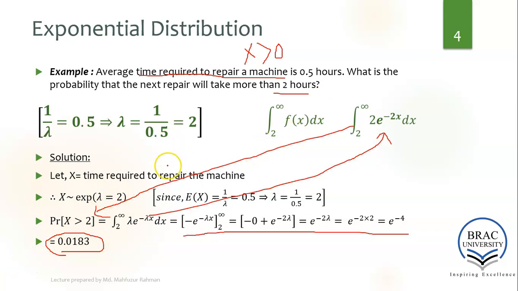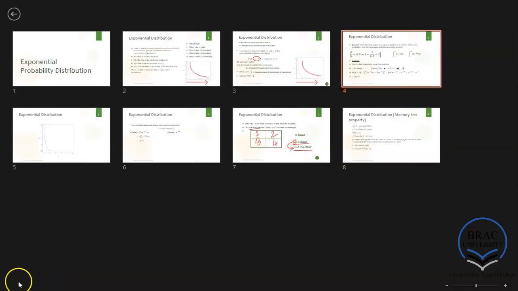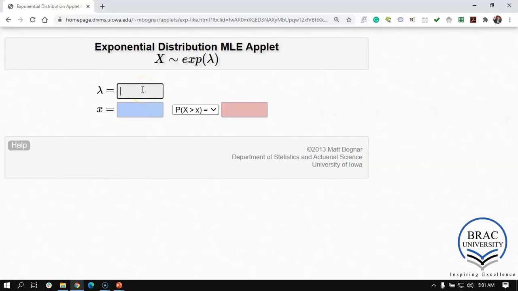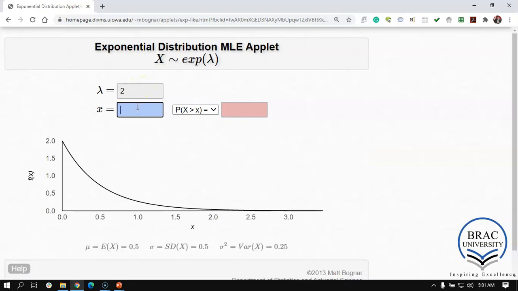Now you can also use a programming language to find this kind of probability. As we have lambda equal to 2 and we need to find the probability of x greater than 2, we calculate this probability and it gives the same value, 0.01832. That's a very small probability, and it also gives you the expected value, which is a half, and the standard deviation, 1 by lambda. So that's another way you can double check your answer. It has many options like less than or greater than, whatever you need.